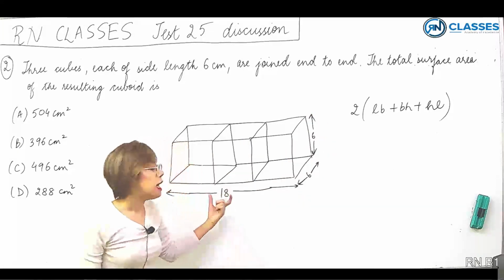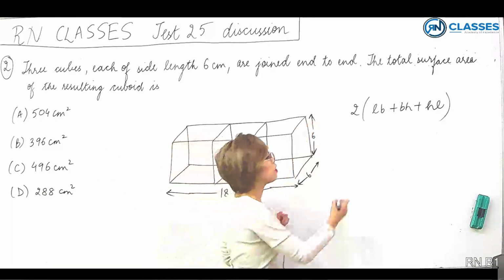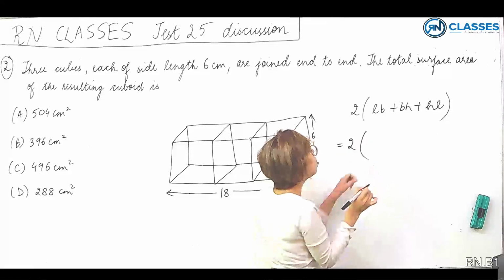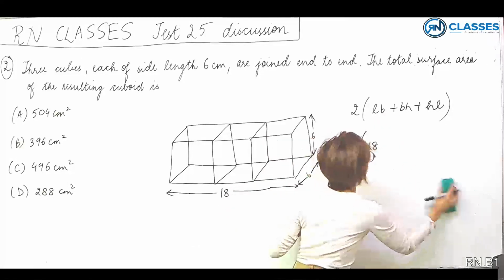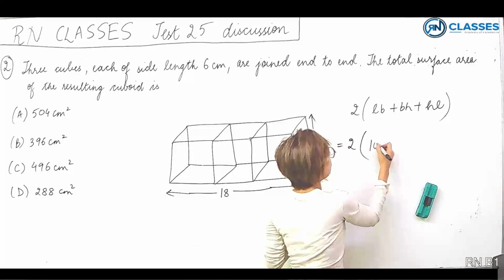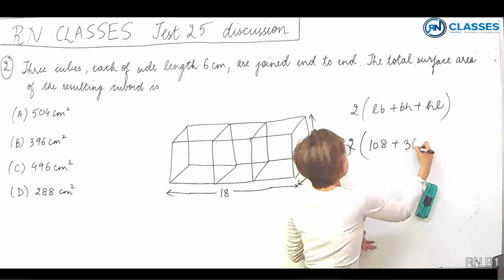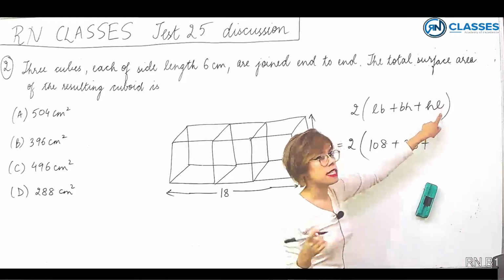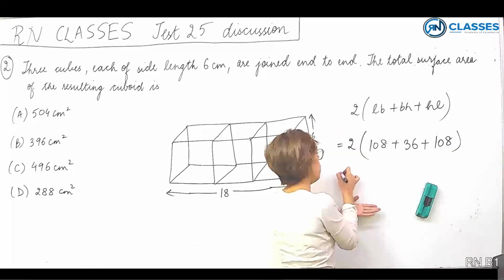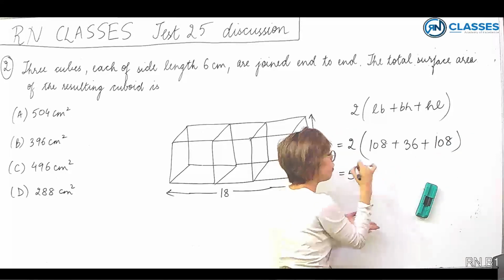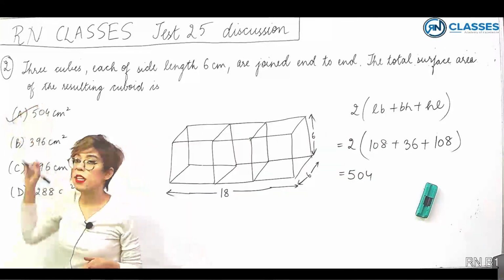Right, now you know the length, which is 18, you know the breadth, which is 6, and the height, which is 6. So let's just put in the values. So 2 into L, that is 18. 18 into 6, that is 108. Right, plus breadth is 6, height is 6. So 6 into 6, 36. Plus this is 6, this is 18. 6 into 18, that is 108. And you can very well find out this turns out to be 504, obviously centimeter square. So option A is the correct one.